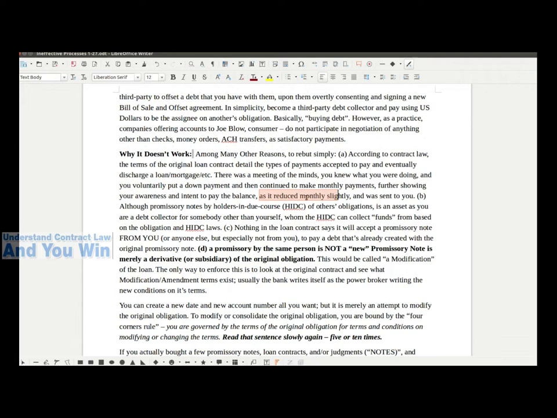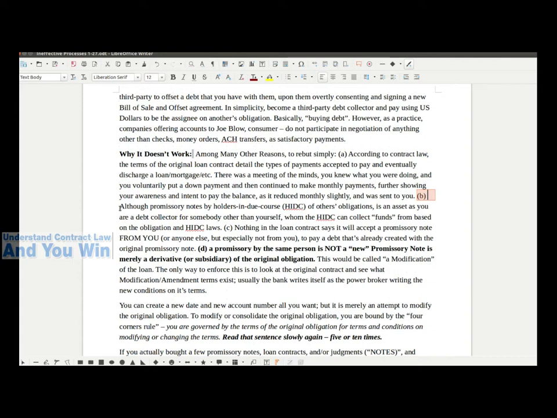as it reduced the balance slightly over the course of time, month by month by month, this is a miswording. I don't know exactly what I'm trying to say. As the new statements are being sent to you with a slightly lower balance every month, you continue to pay according to the new assessed balance and the new assessed terms. I think that's what I was trying to say.